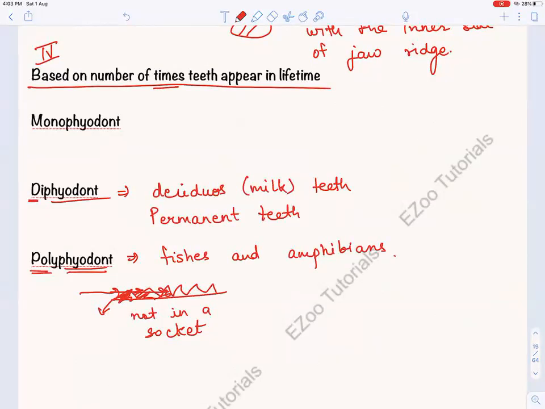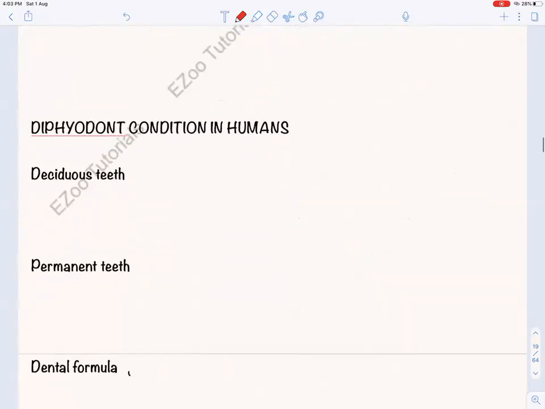Now we have the monophyodont condition, which is present in animals like whales and anteaters. Okay, so this is on the basis of the number of times the teeth appear, or you can say the number of sets. So this is about the classification of teeth. So diphyodont condition in humans. Okay, so deciduous teeth I told you, then permanent teeth. So let us do deciduous teeth.